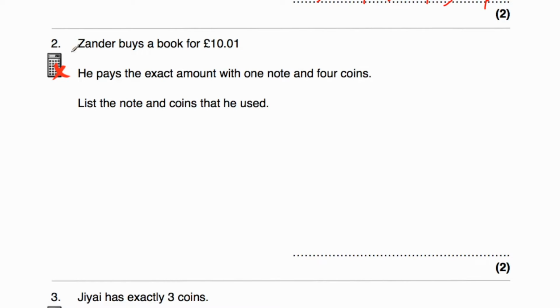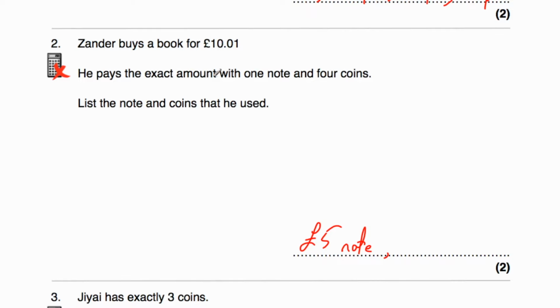So question number 2 said, Xander buys a book for £10 and a penny, and he pays the exact amount with 1 note and 4 coins. List the note and coins that he used. Now, because he pays with 1 note and 4 coins, he's not going to use a £10 note, because if he uses a £10 note, he can't pay for the 1p with 4 coins. So in this case, he's going to be using a £5 note. Let's write that down to begin with. And that means that he pays the rest of it, which is £5 and a penny, with 4 coins.